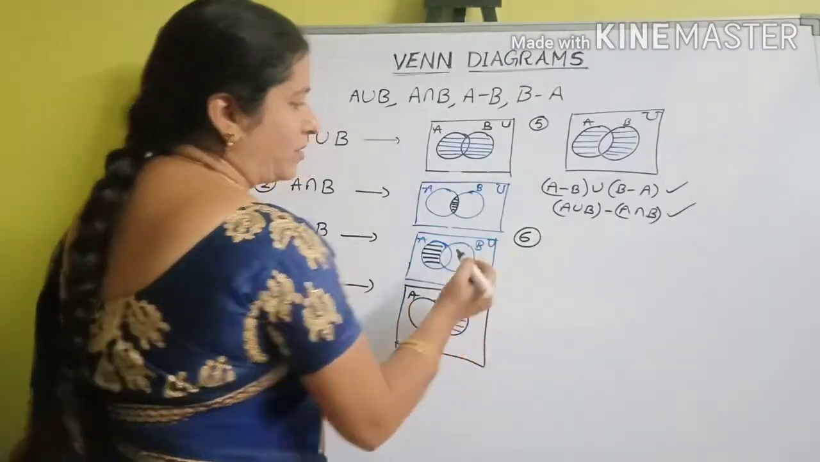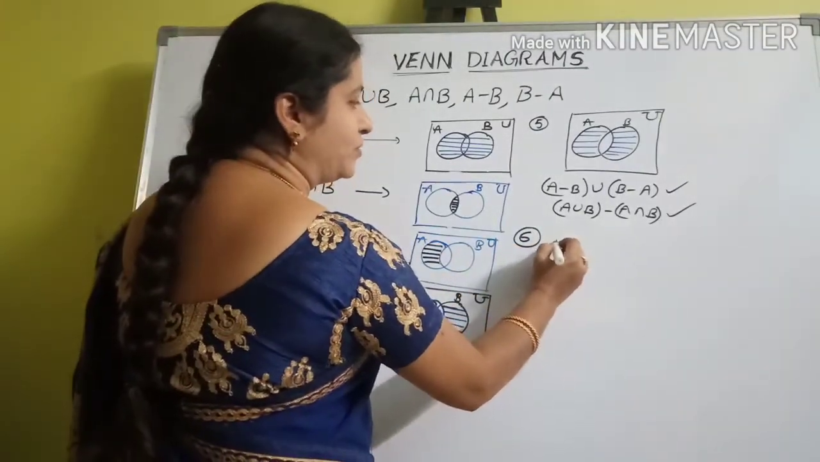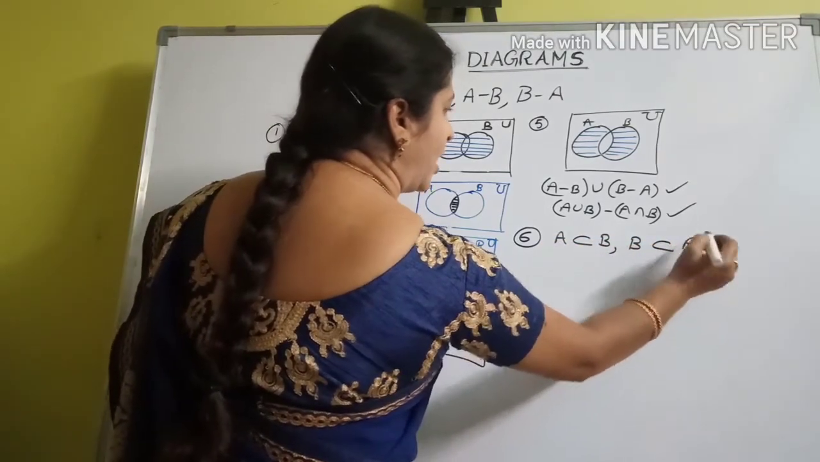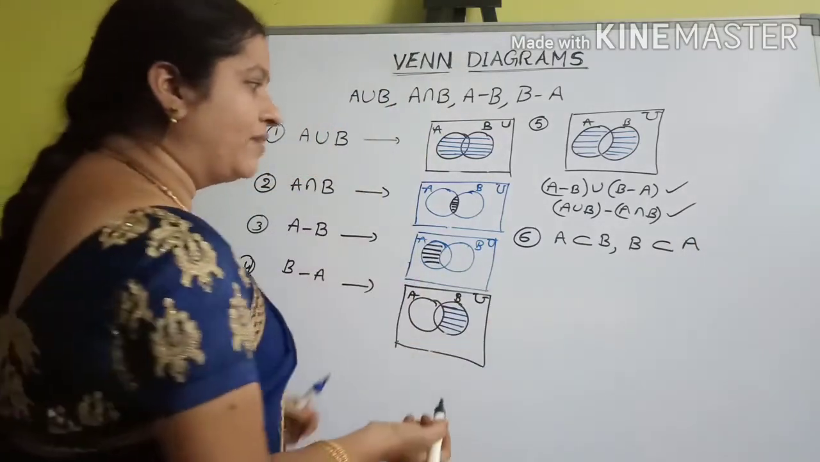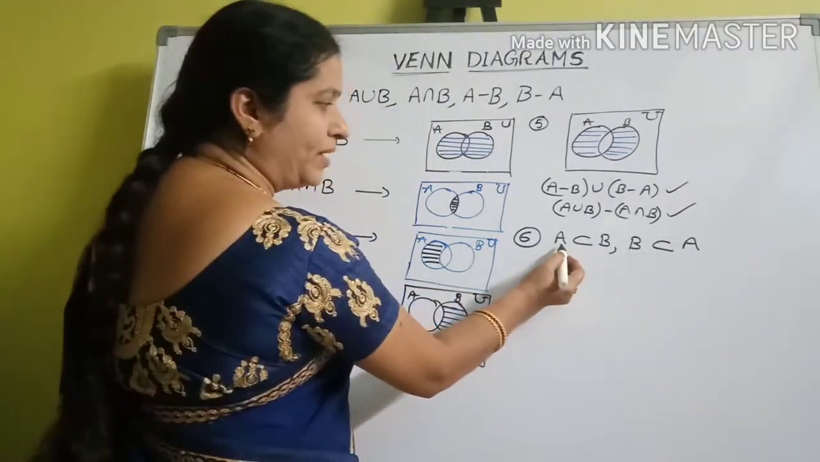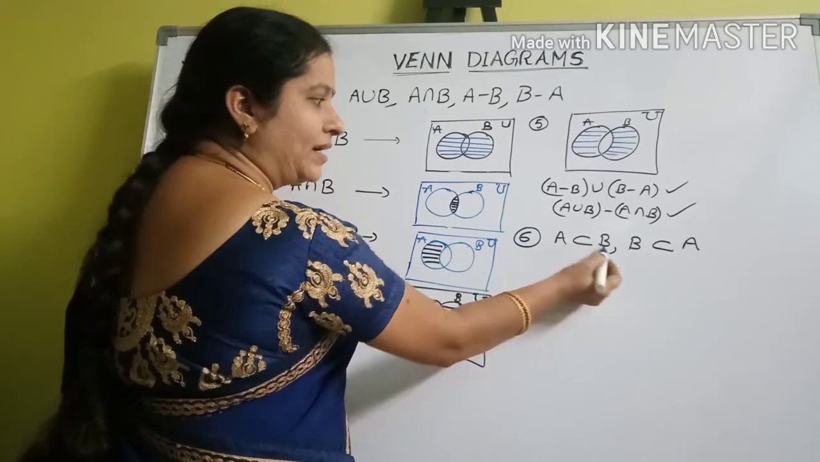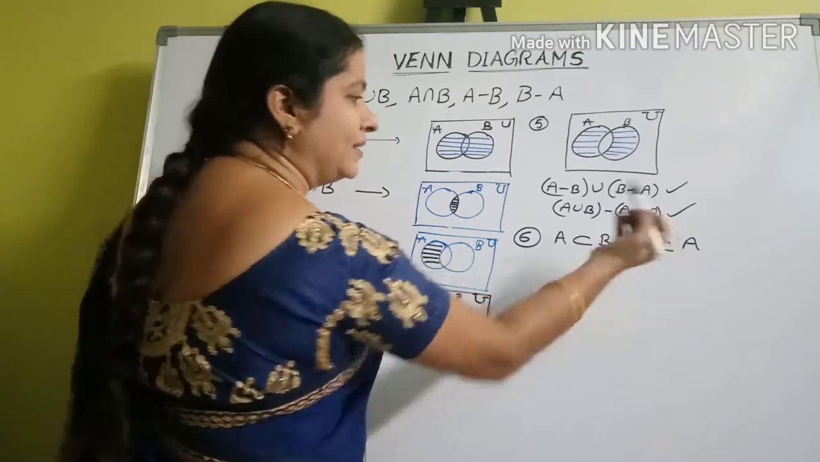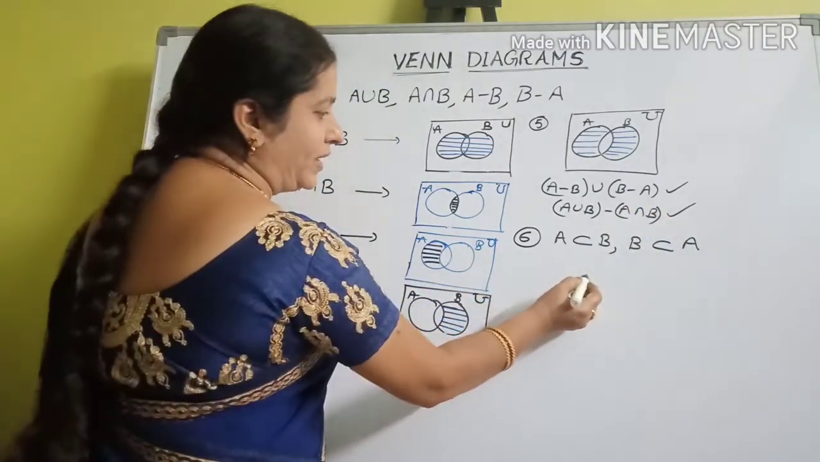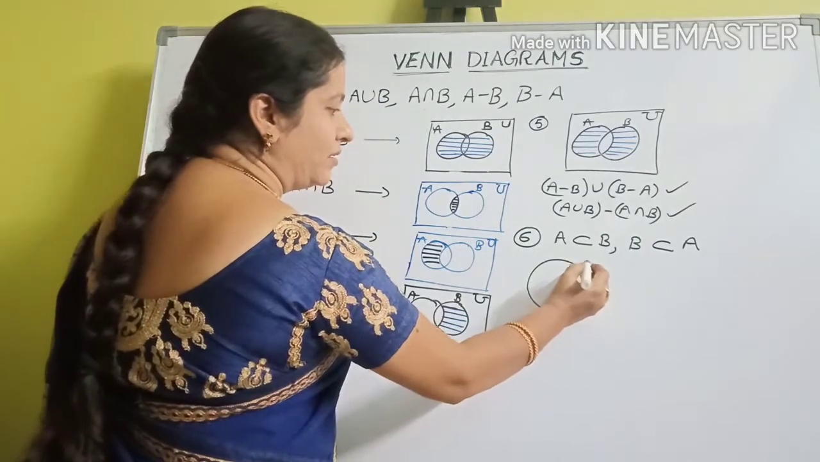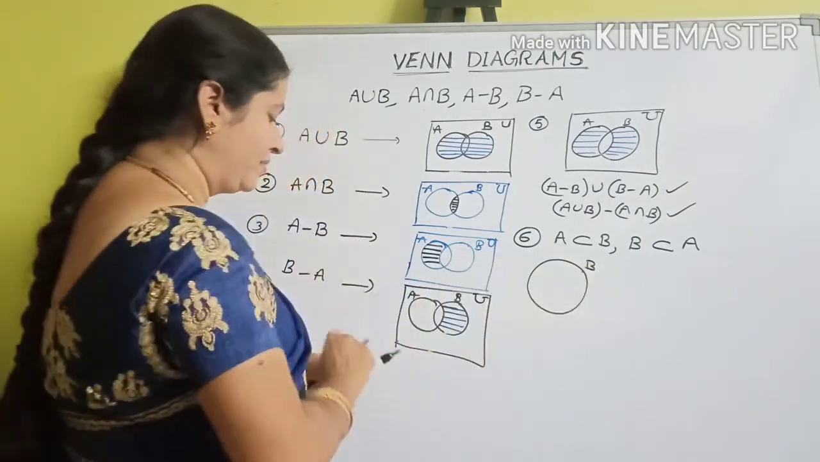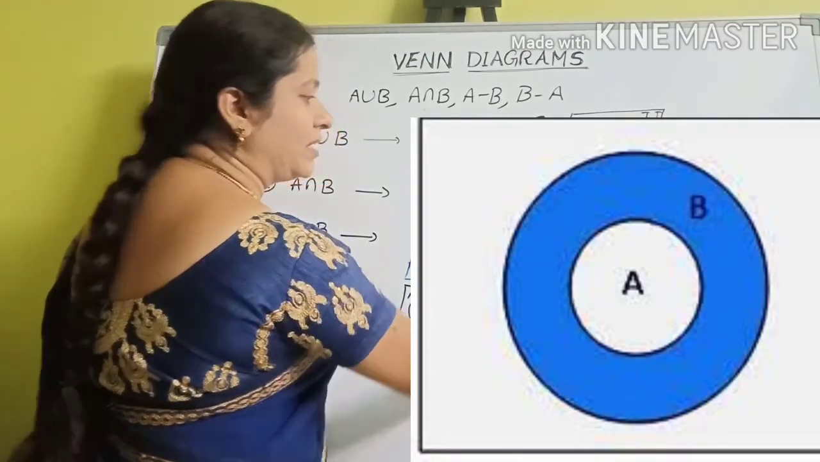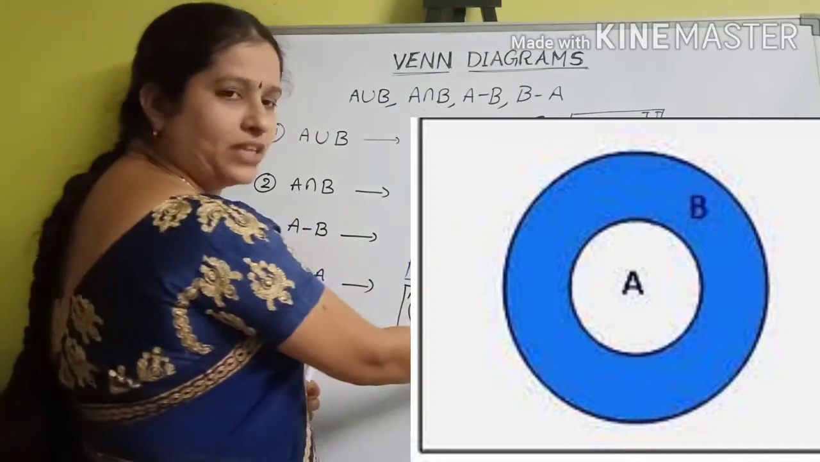Again, we already learnt A subset B and B subset A. How can we represent these two in Venn diagrams? So A subset B means A is the small set and B is the big set. In B subset A, B is the small set and A is the big set. So A is a subset of B means it is B and it is the A. So this is the Venn diagram of A subset B.